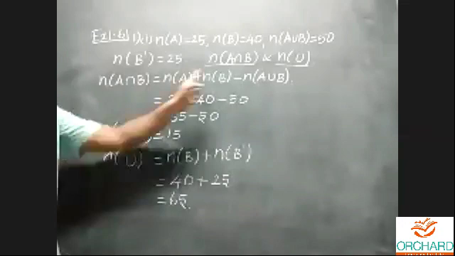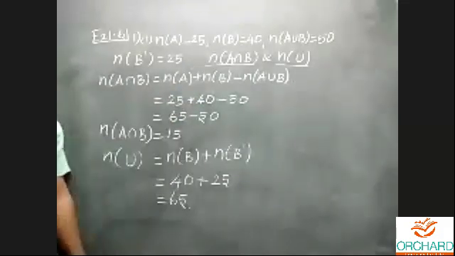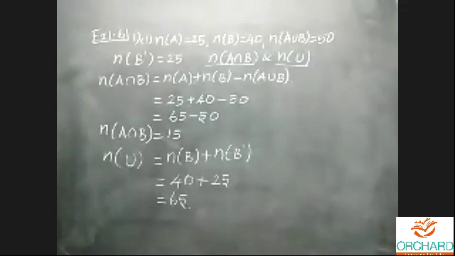N of A intersection B is equal to N of A plus N of B minus N of A union B. Just substitute these values in the formula and you get the answer for N of A intersection B. Next, N of U, the number of elements in the universal set.